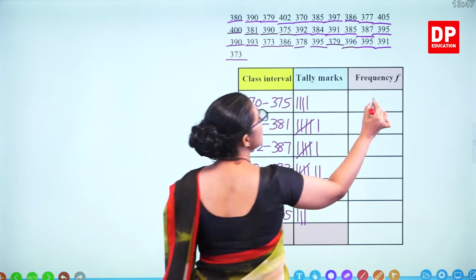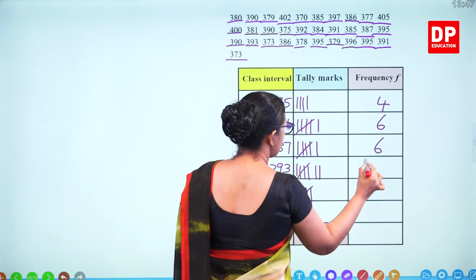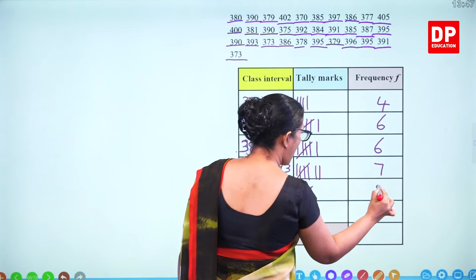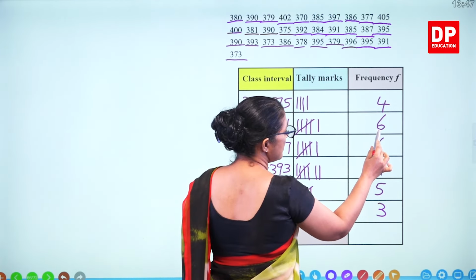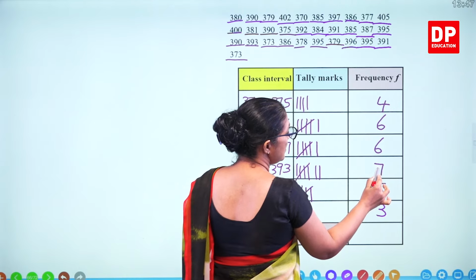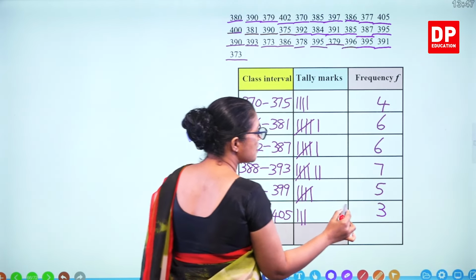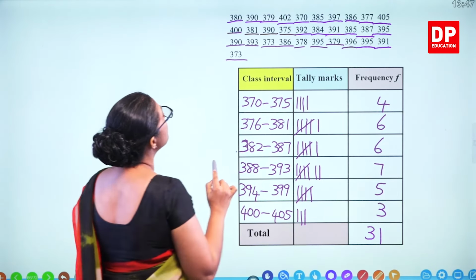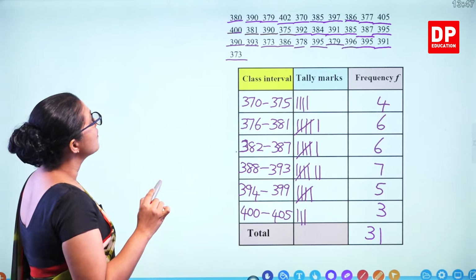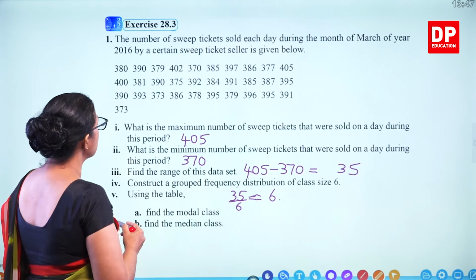Now count: 4, 6, 6, 7, 5, 3. We'll add and see: 10, 17, 20, 26, 26 plus 5, 31. So altogether 31 numbers are there. So this is the group frequency distribution. Now we have to answer the questions.